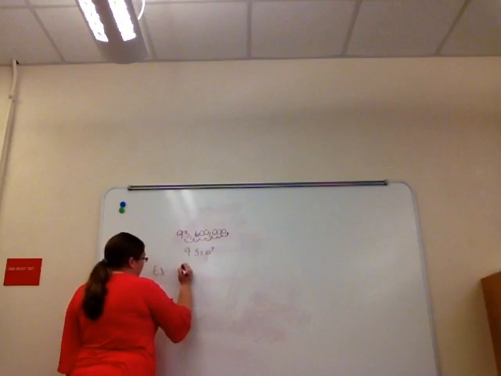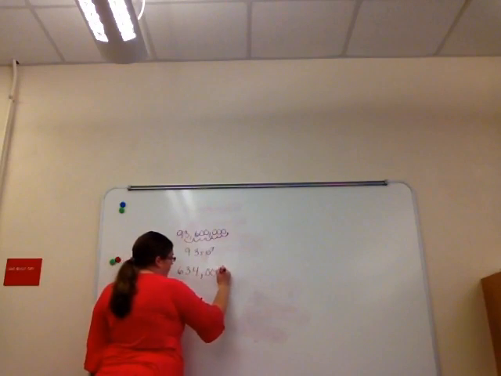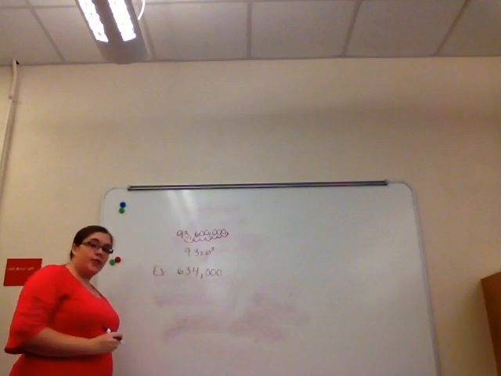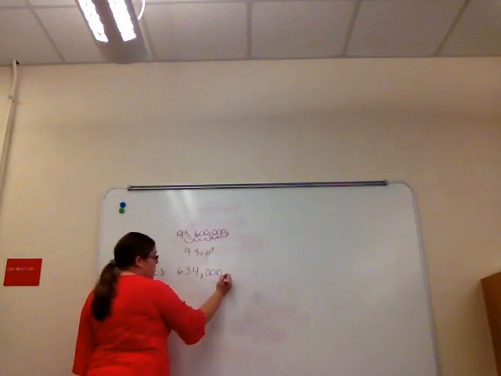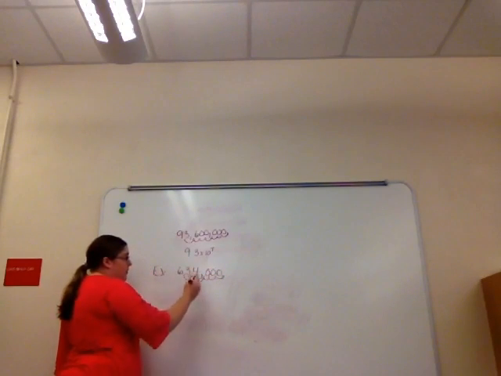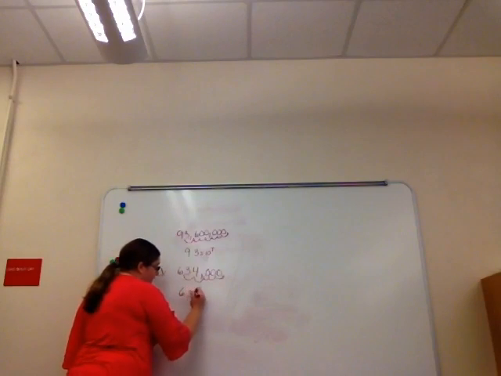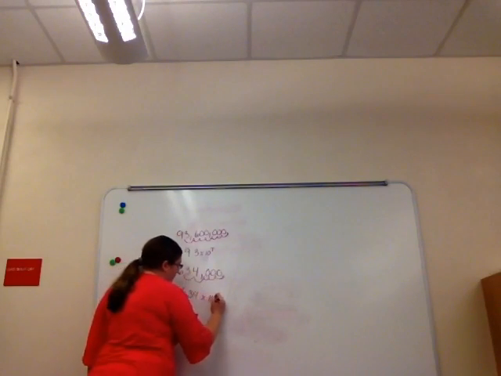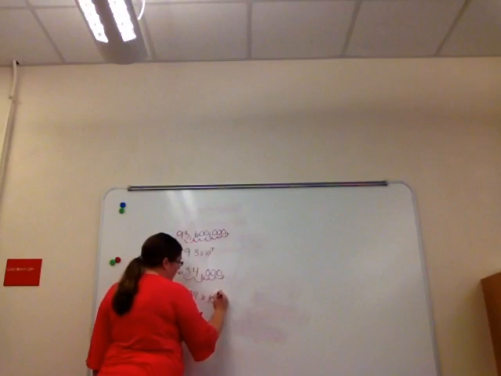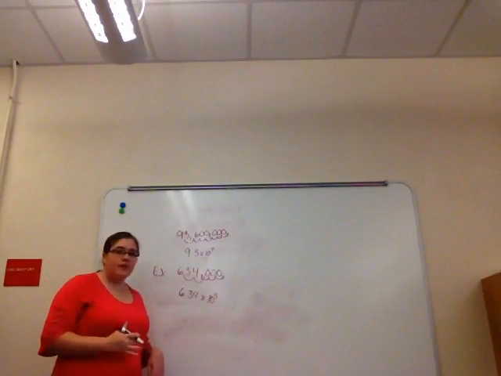Say we've got 634,000. Notice I'm inferring that my decimal point's right there. Notice I moved my decimal point to the left 5 spaces. So your answer would be 6.34 times 10 to the 5th.